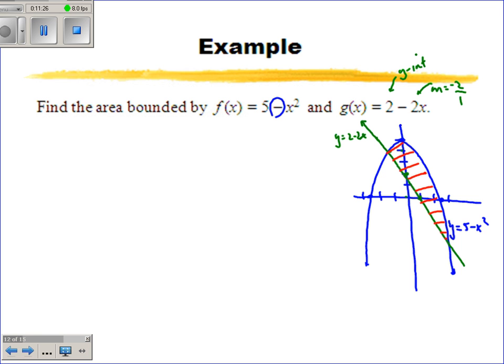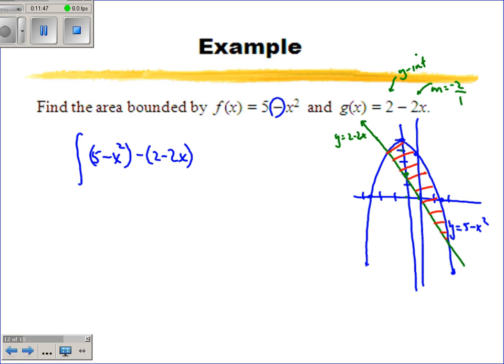So now which function is the greatest? Which one's above the other? So for any given x, which one's the largest one? And you can see if you just drop the line straight through, it's going to be the parabola that you're passing through first. So the parabola is the greater one, so when we set up our integral, we're going to have the 5 minus x squared first, minus the other one.